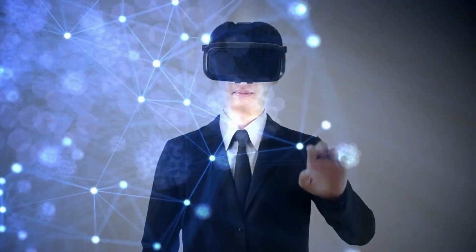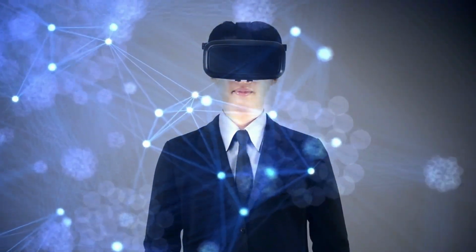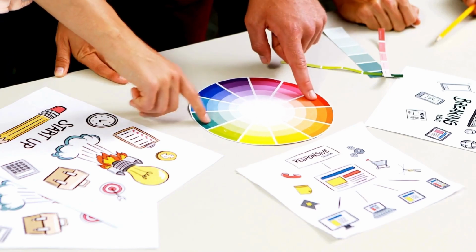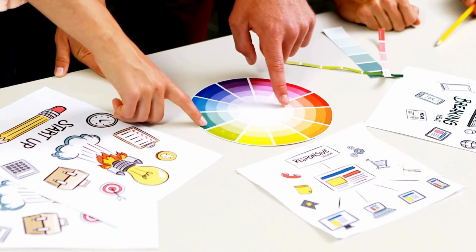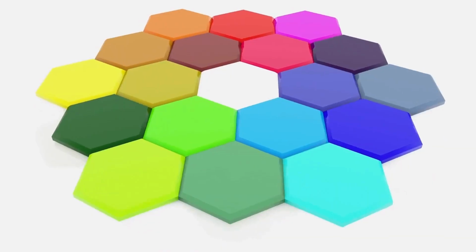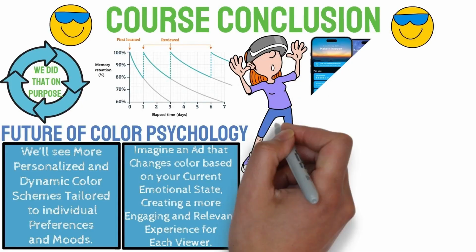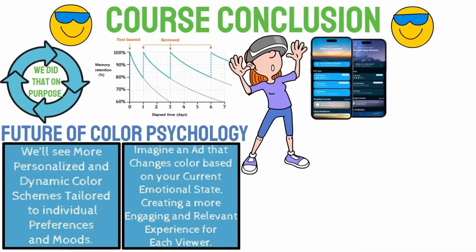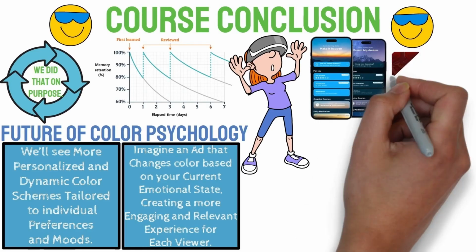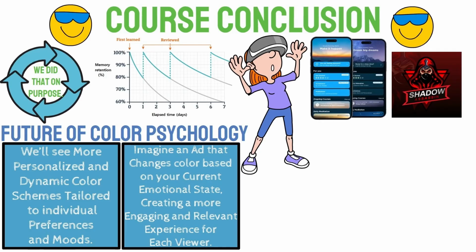In the realm of digital interfaces and virtual reality, color will continue to play a crucial role in user experience design. Designers will leverage color to create immersive environments that evoke specific emotions and enhance user engagement. For example, calming colors like blues and greens might be used in wellness apps to promote relaxation, while vibrant colors like reds and oranges could be employed in gaming apps to boost excitement and energy.